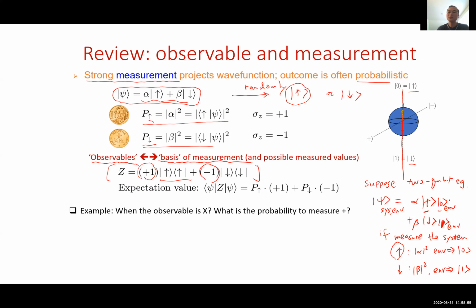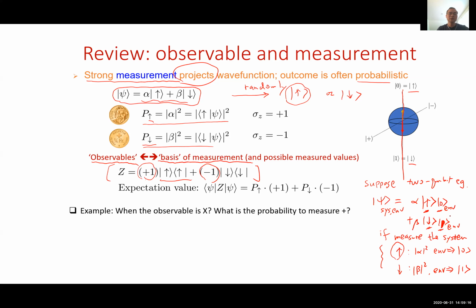So in this sense, this emphasizes the collapse of the wave function, the projection. When it projects to up, the environment can only be 0. And when you project the system to be down, the environment can only be 1.